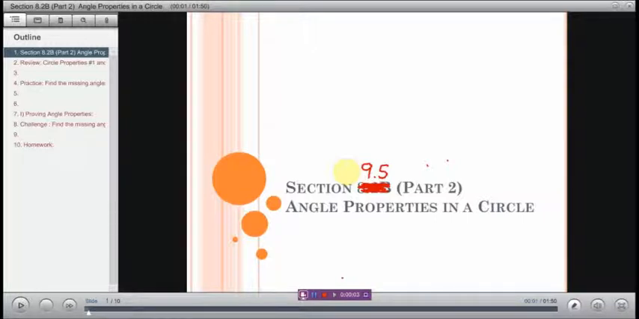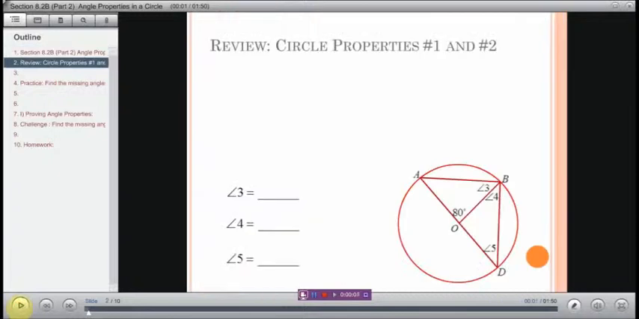Angles in a circle part 2. Let's just get right at it. Let's do a little review question first. What circle property, now I know there are a lot of them, I believe up to now 7 of them. Which circle properties are we looking at here in this question?